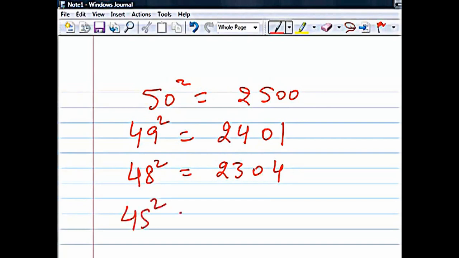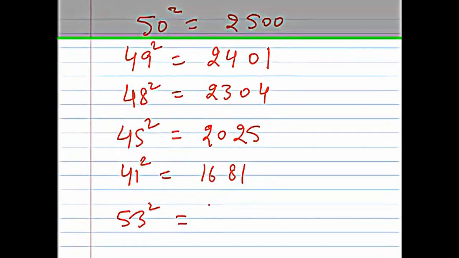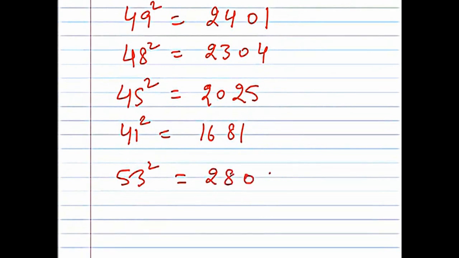If I have to do the 45 square, I will subtract 5 from 25, that is 20, and take a square of 5, that is 25, it will be 2025. 41 square will be 25 minus 9, that will be 16, and 9 square is 81, so 1681. Similarly, if you want to do a square of a number above 50, then instead of subtracting, you have to add it. So 53 square will be 25 plus 3, that is 2809. Similarly, 56 square is equal to 25 plus 6, 31, and 36.